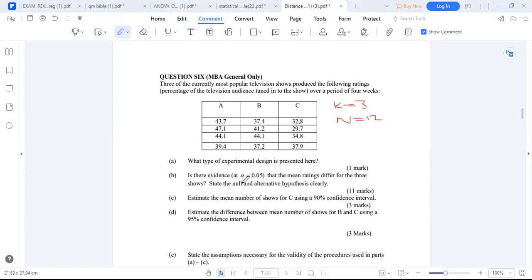Then here you ask for evidence at 5% that the difference between the 3 shows A, B, and C. So now you need to calculate your own sum of squares between, total, etc.